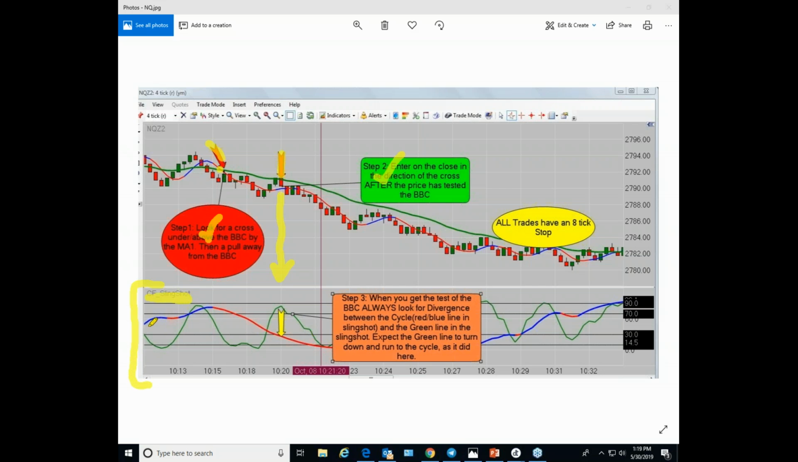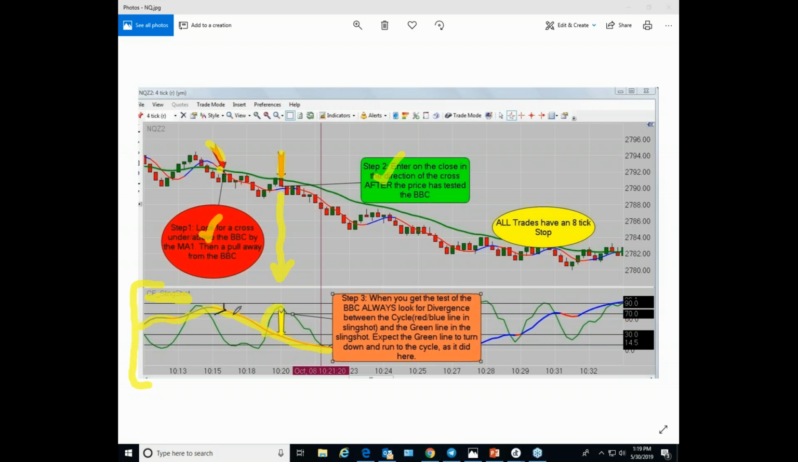Some buzzwords here, it's pretty simple: the red and blue line is referred to as the cycle, and the green line is referred to as just simply the green line. Here's the breakdown of what's going on in the slingshot, because the trade exists down here below. So follow along.